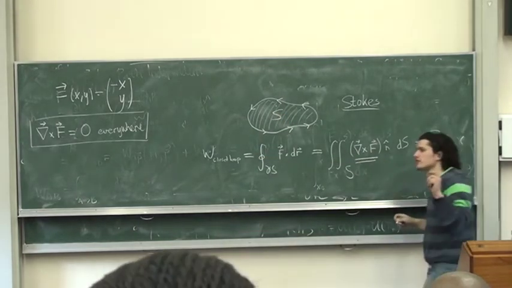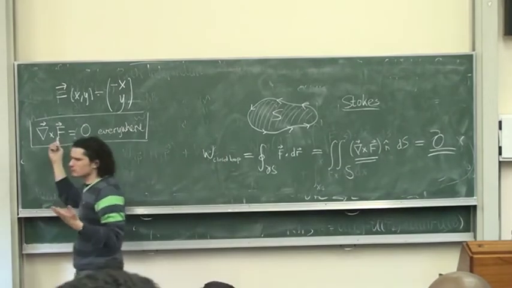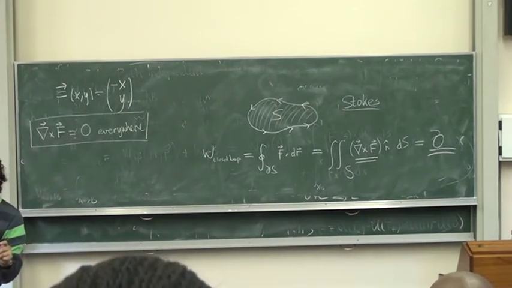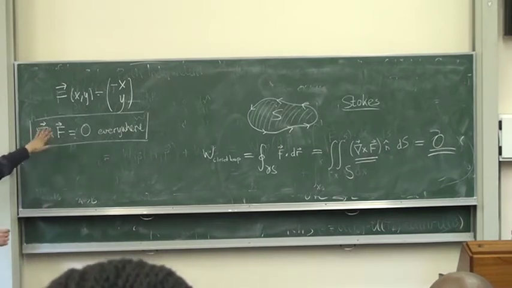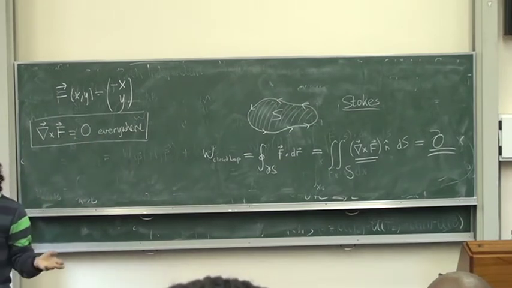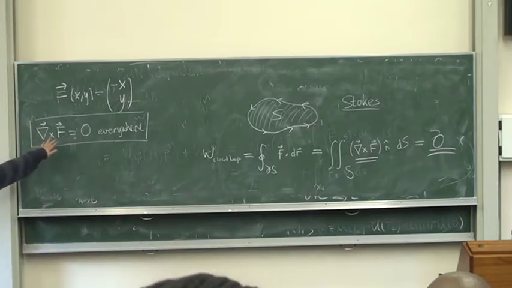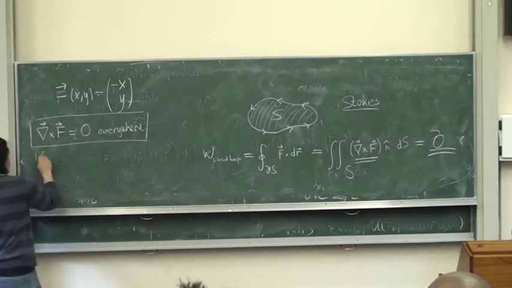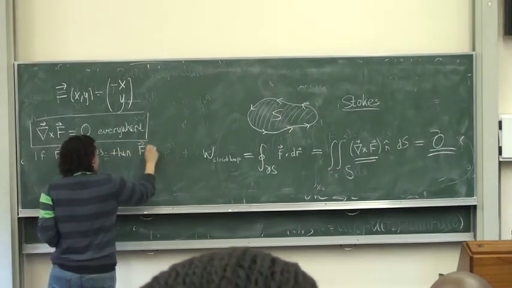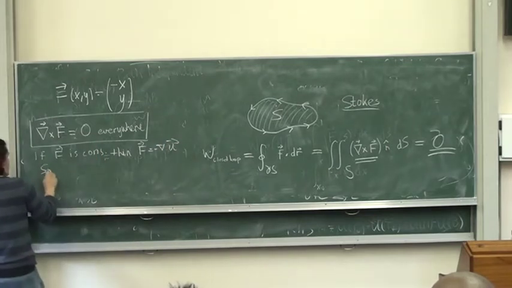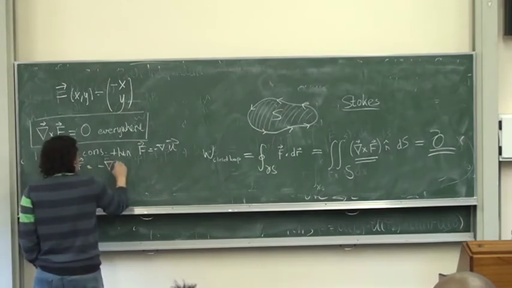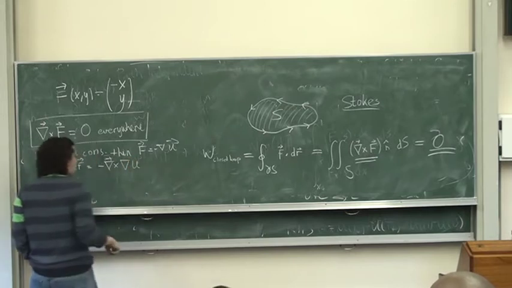So when the domain on which my force is defined is a simply connected domain, then it is true that this condition will tell me that the force is conservative. What about the converse? If the force is conservative, what's the curl of the force? Well, if the force is conservative, then F is equal to minus grad U. So the curl of F is equal to minus the curl of grad U. What's the curl of a gradient?